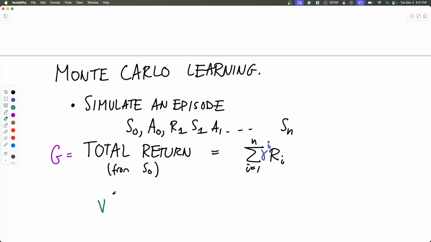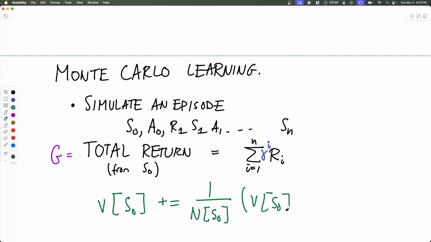So in our code, we did V of S0 plus equals 1 over the number of times we visited S0, times G minus V of S0. Let's put G in purple, like this. I guess there should be a plus 1. Here n of S0 is the number of times we visited S0 before, the number of visits to S0 before this loop.